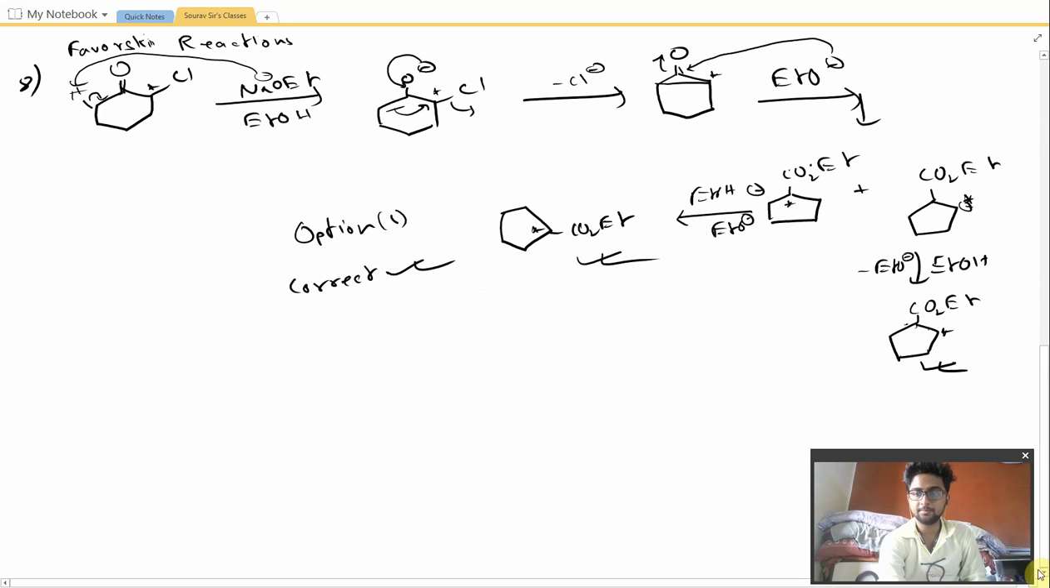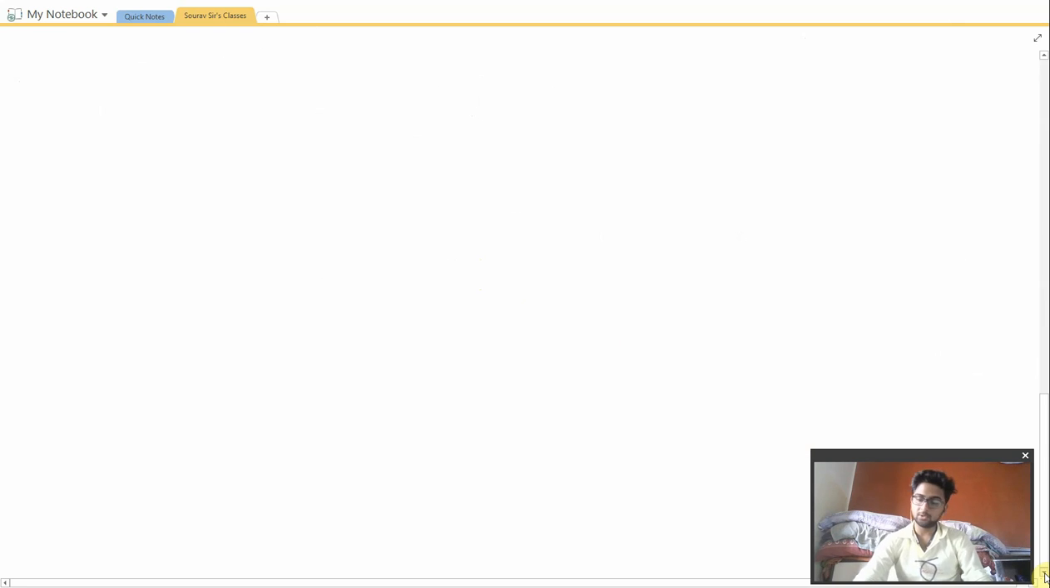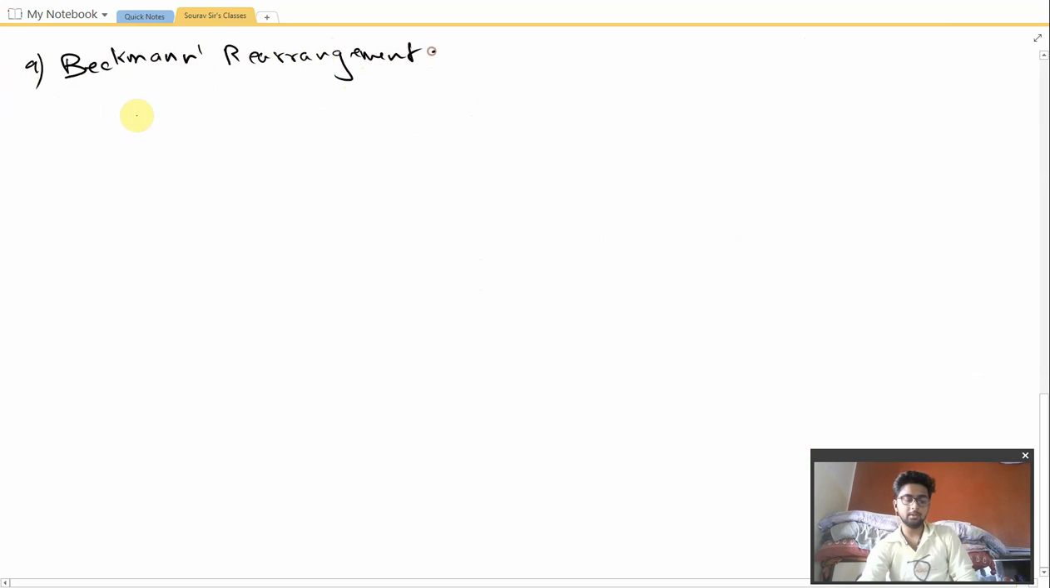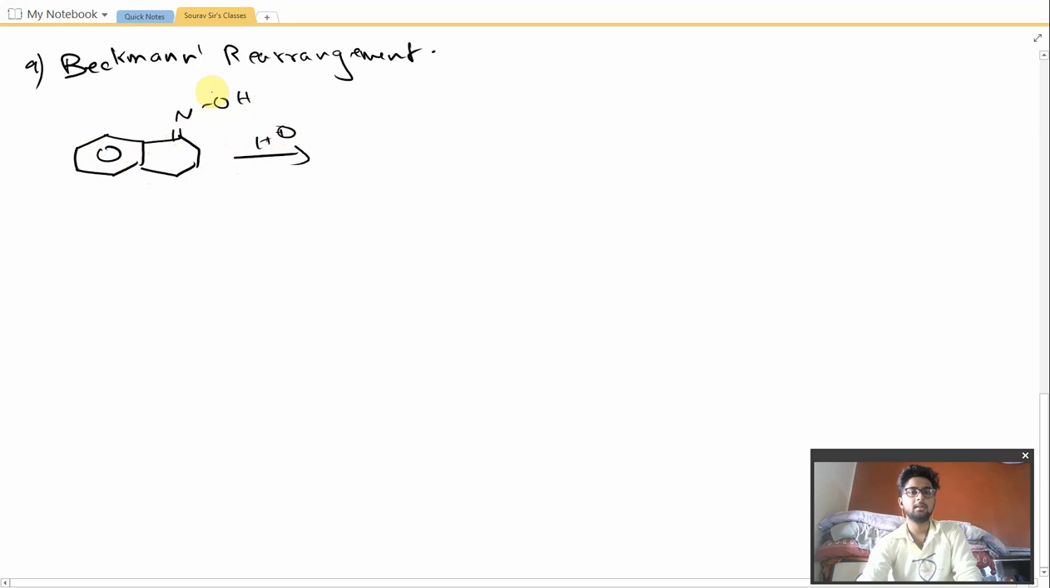Moving on to the next question, that is question number 9. Now this is the Beckmann rearrangement question. You are provided with this compound. H plus is there. Okay, this lone pair is taken up by this H plus, and this would leave, obviously. So this would form OH2 and leave the system. So this species would be formed, N plus.